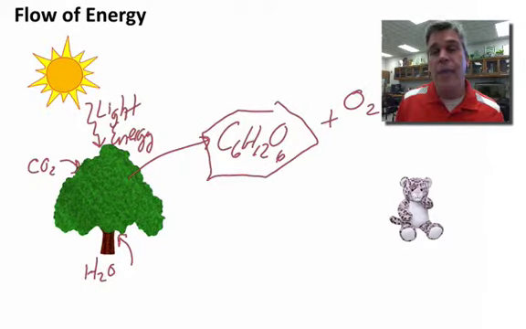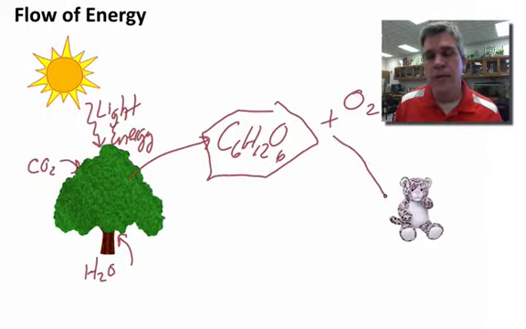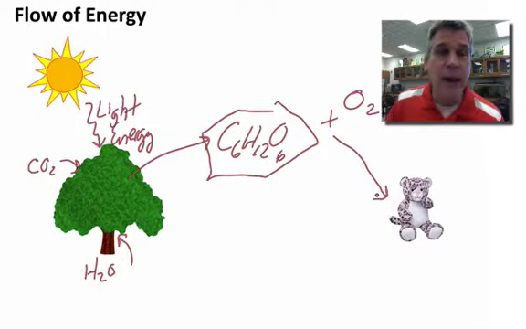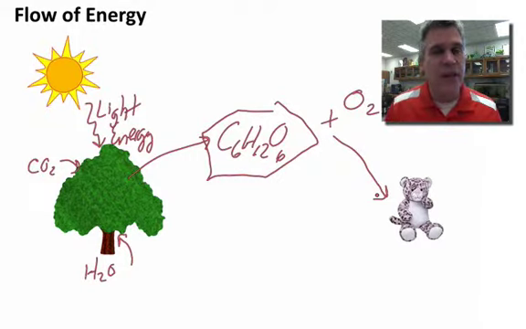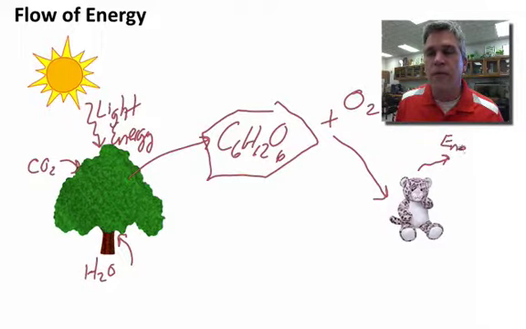Now it just so happens that those are the two things that are needed by a heterotroph, kind of like our class mascot here, in order for them to get that energy, which is now in the glucose molecule. They're going to release that energy. That's going to keep the organism alive. Now, some of that energy is going to be given off in the form of heat.